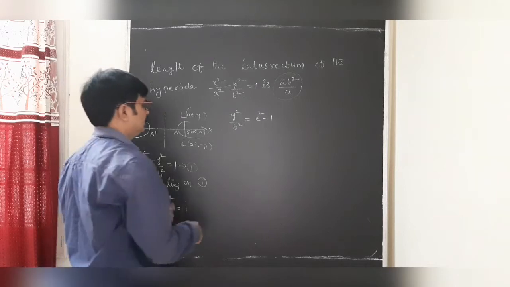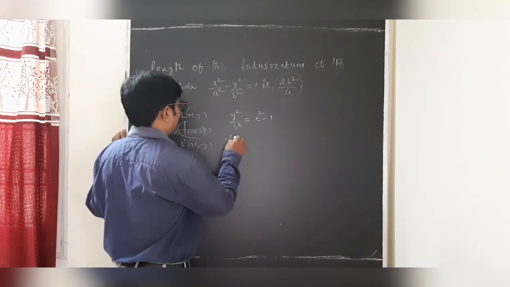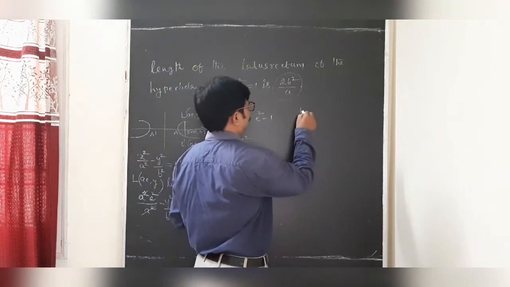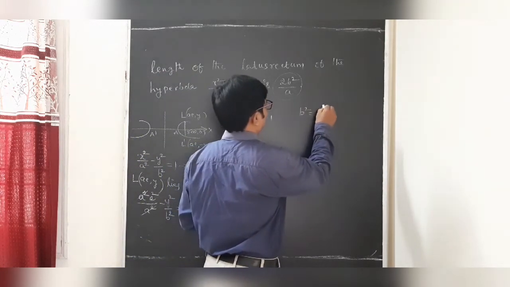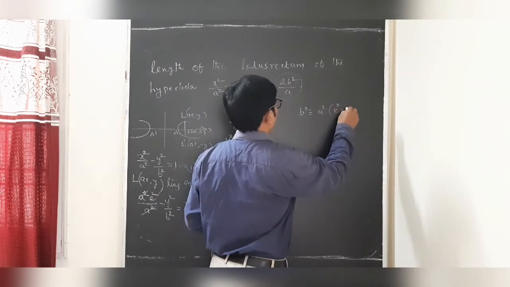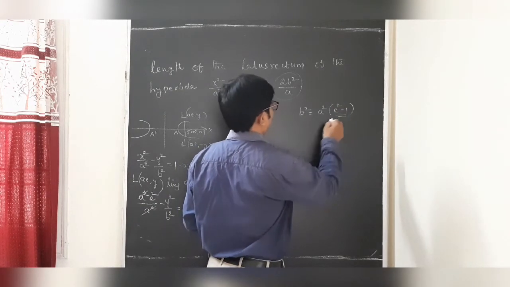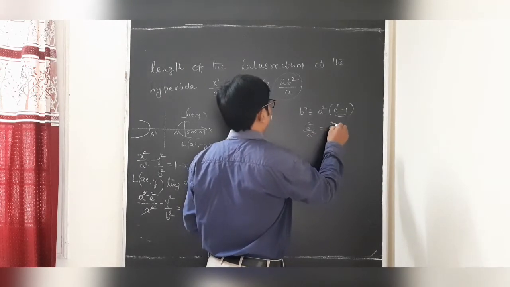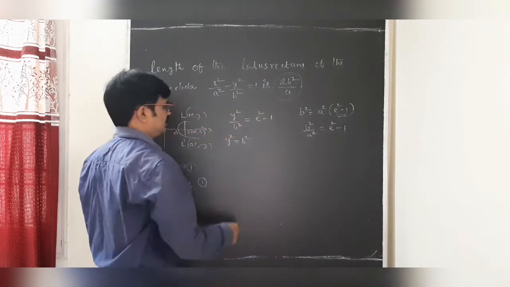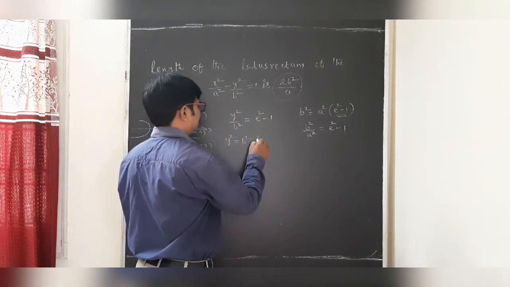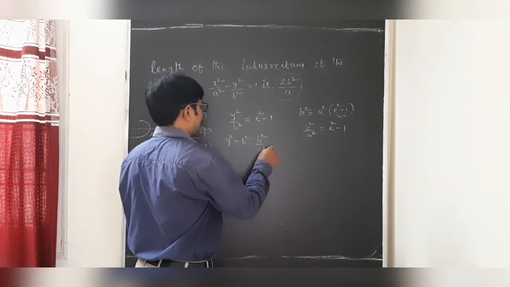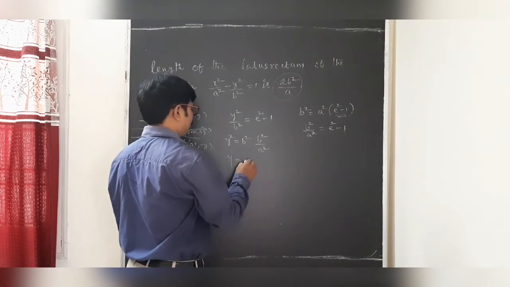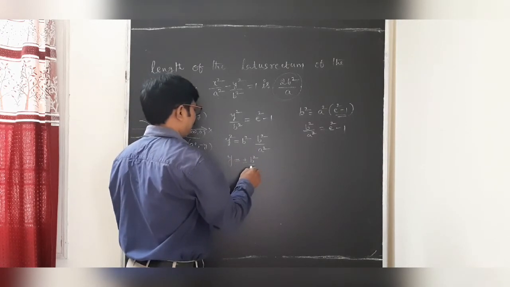Dear students, now y square equal to b square into (e square minus 1). We have to know that b square is a square into (e square minus 1). So, the e square minus 1 is b square by a square. So, students, e square minus 1 can be written as b square by a square. My dear students, this is y equal to plus or minus b square by a.